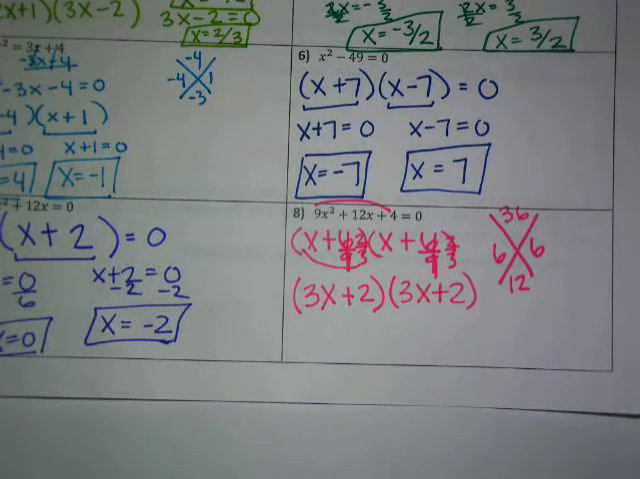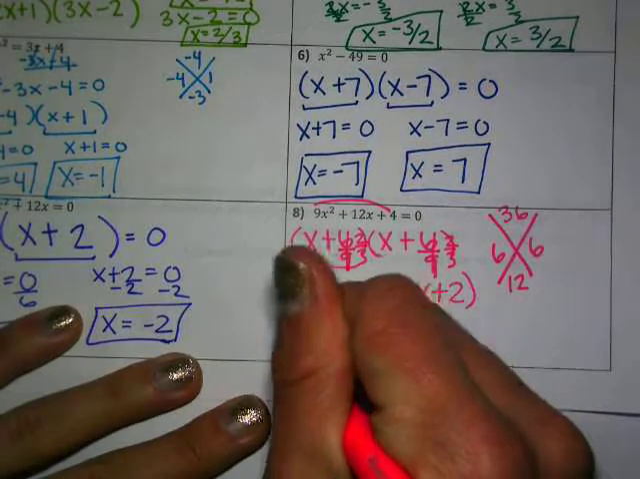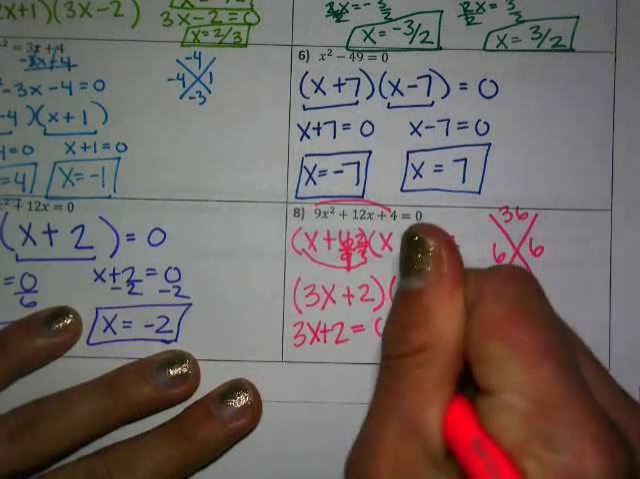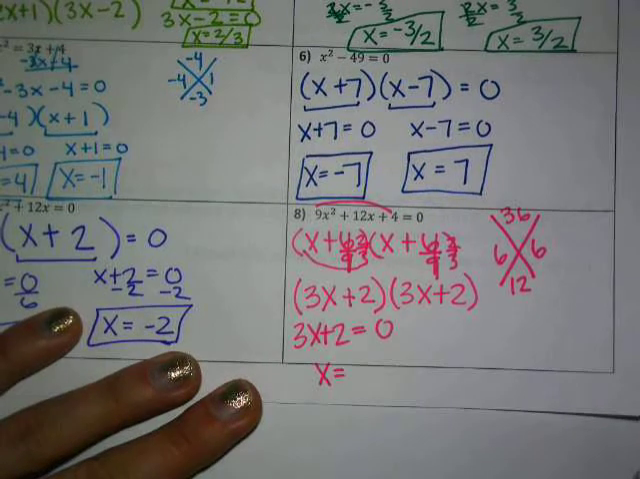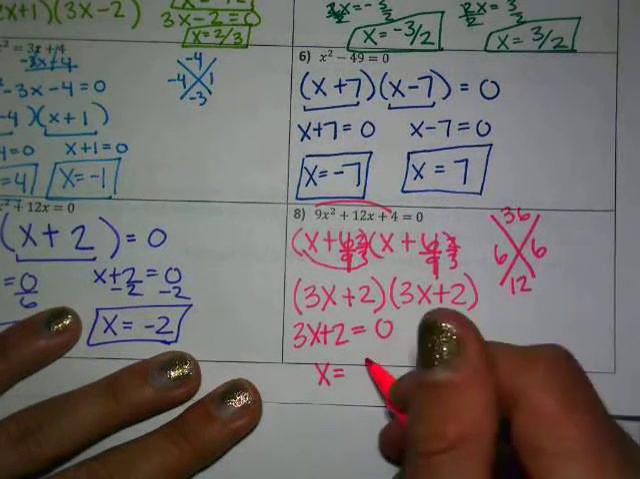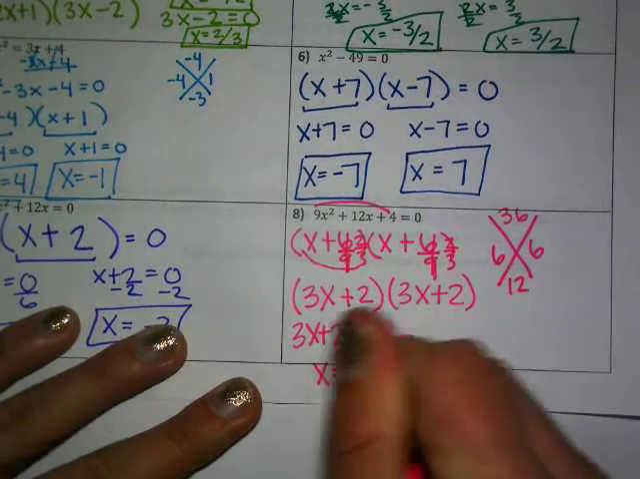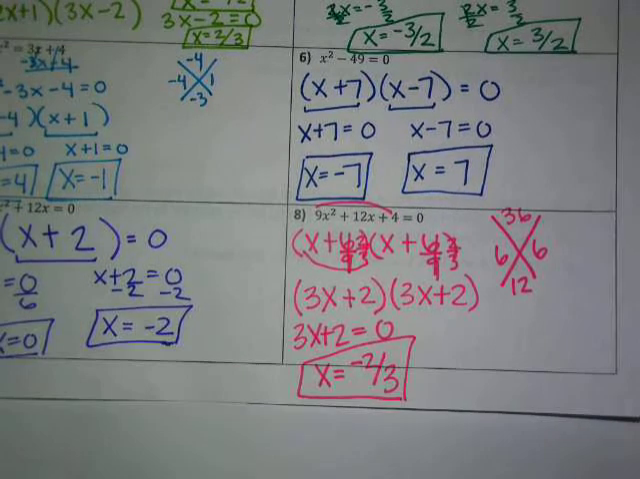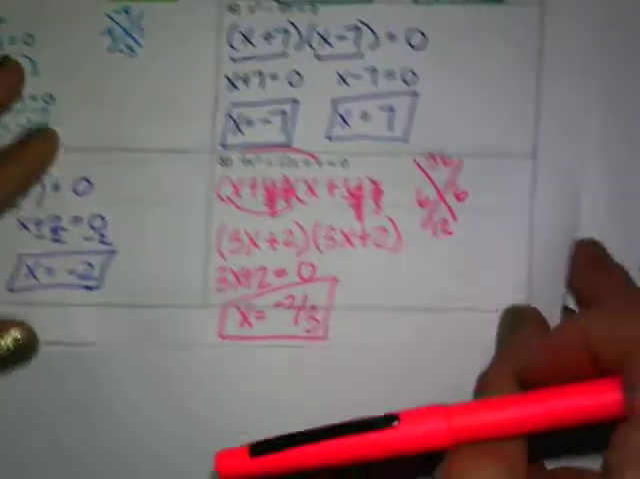Wait, we're almost done. All right, 3x plus 2, 3x plus 2. Since they are the same thing, Isabella is right. There's only going to be one answer. So you only have to set this equal to 0 one time. And so, Angie, what's the answer? -2 over 3.